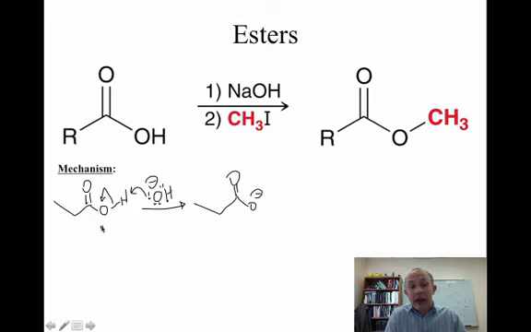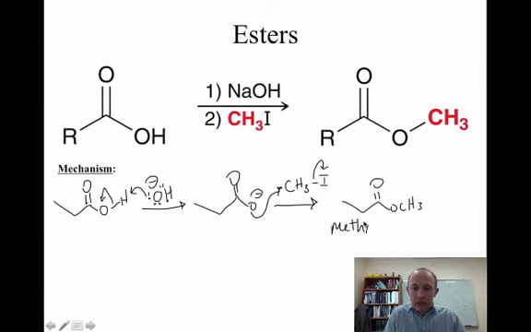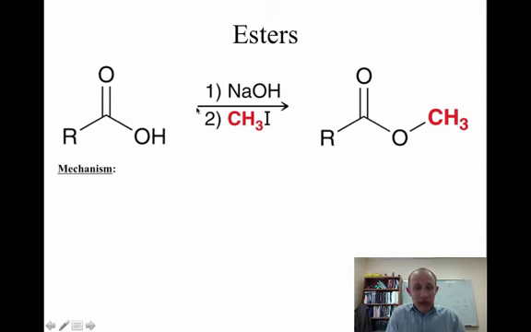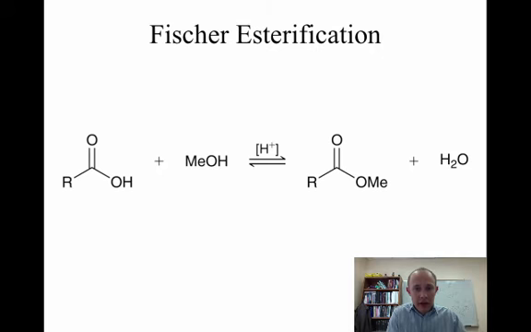But now we've turned it from a bad nucleophile into a good one, and then this can react in an SN2 reaction with methyl iodide, or any alkyl halide really, to give an ester, this one being methyl propanoate. So method number one, alkylation of carboxylic acids under basic conditions. Pretty rare. This doesn't happen very often.